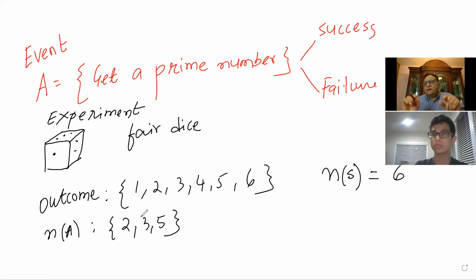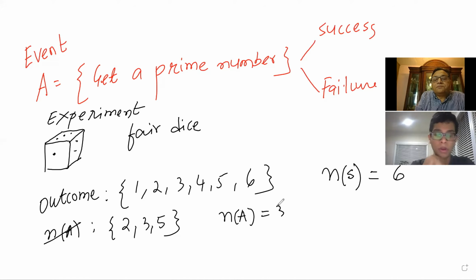I put them in the curly brackets, I'm listing out the prime numbers. I should not have written an A here. And A will be the number of successes, which is 3 in this case, right? 1, 2, and 3. But these are the favorable outcomes, I should say, right?